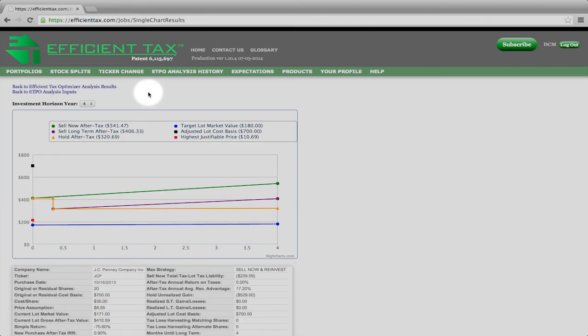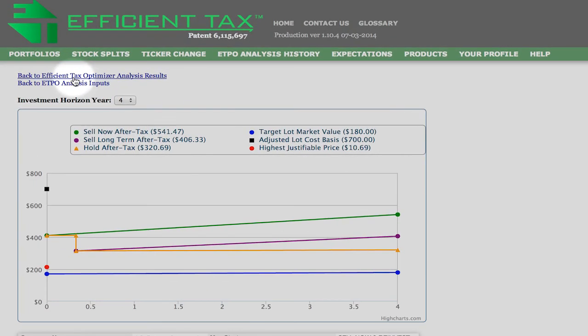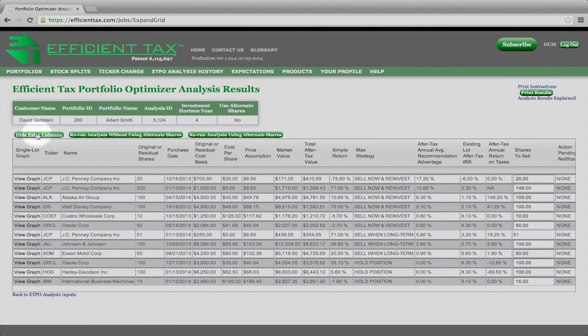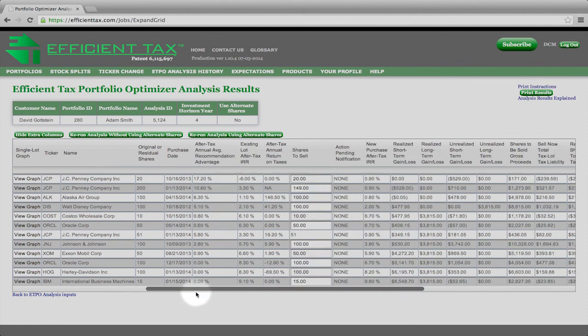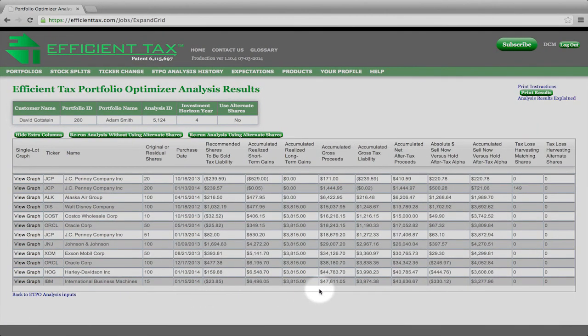Now let's move on and look at a full Efficient Tax Portfolio Optimizer analysis results set by showing all columns. We'll start by clicking the Back to Efficient Optimizer Analysis Results link. We'll now click the Show All Columns button located above the results table. Once this is done, we will see a wide table that can only be fully viewed by using the navigation bar at the bottom of the table, like this.